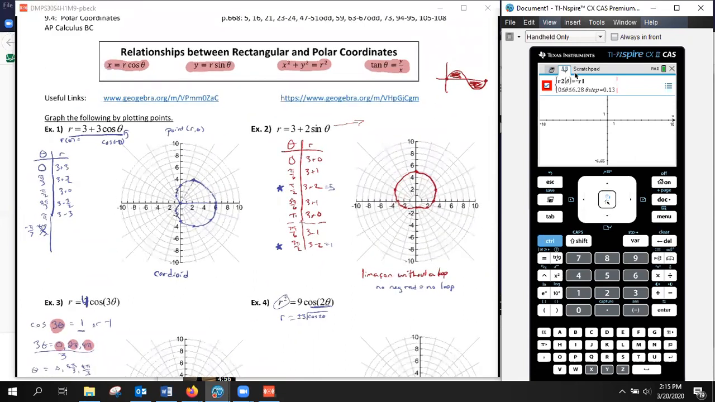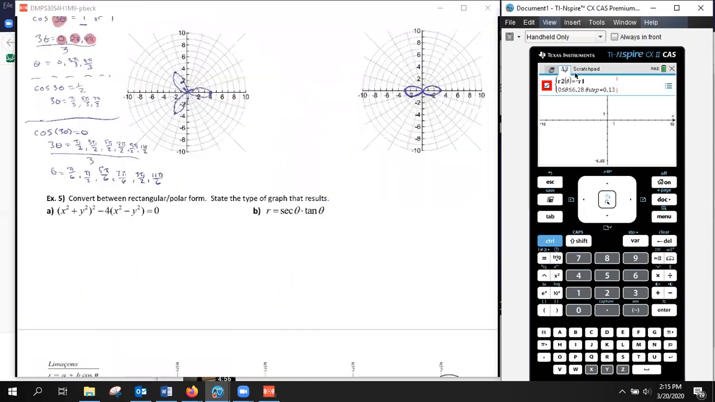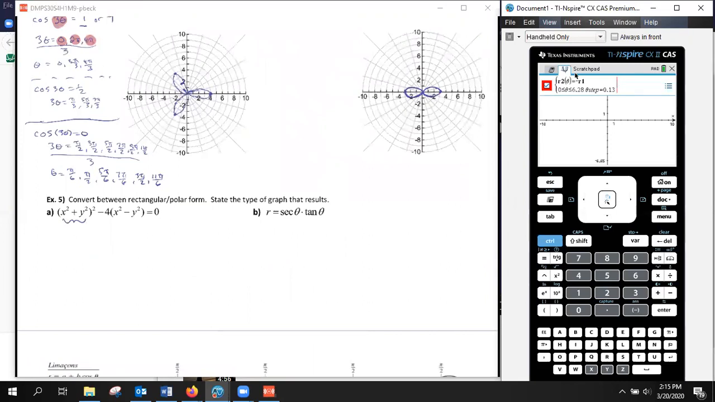But where we go from rectangular to polar, we know that x squared plus y squared equals r squared. So I'm going to replace this x squared plus y squared with r squared. Now, x squared minus y squared is not quite so obvious. So I don't know what x squared minus y squared is. So what I'm going to do is replace the x squared with r cosine theta, and then I'm going to replace y squared with r sine theta.